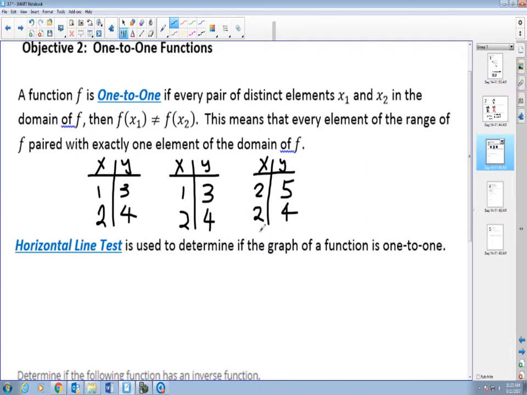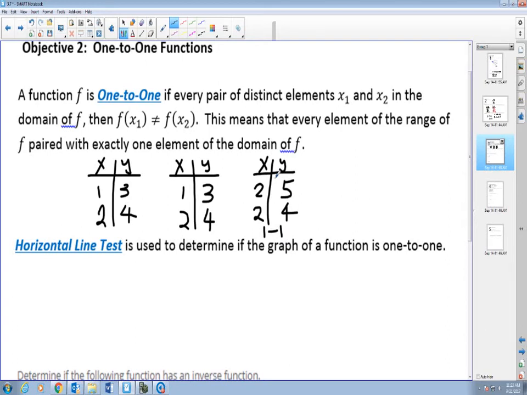Now, even though this is not a function, if you go by what this is saying, every element of the range pairs with exactly one element of the domain. So this is actually not a function, but it's a one-to-one function. So those are the different scenarios that we are talking about.